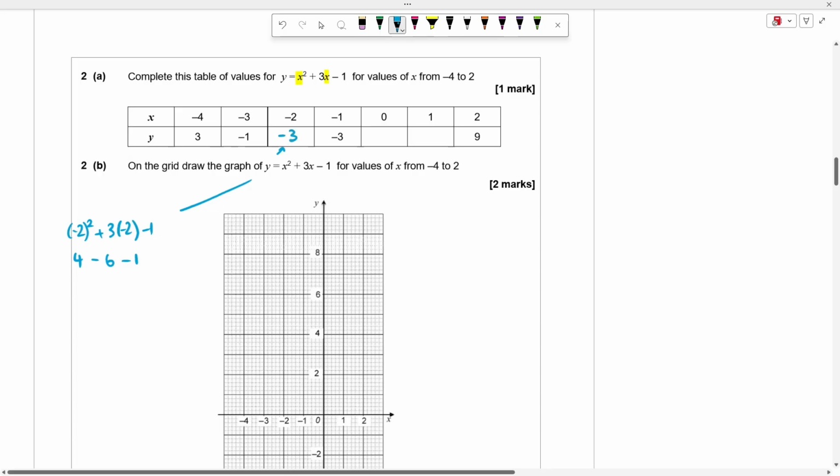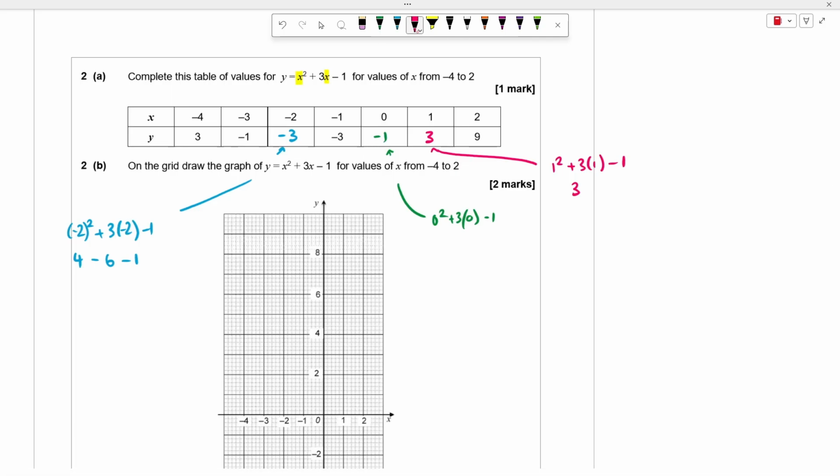Then substituting 0, that's going to be the y-intercept. If you substitute x equals 0, we end up with 0 squared plus 3 lots of 0 minus 1, which is just negative 1. Then finally for this one we substitute x equals 1, so that's 1 squared plus 3 lots of 1 minus 1, which gives me an answer of positive 3. What you should find with quadratic curves is a repeated pattern of the y ordinates, and as you can see it repeats at this particular point here.